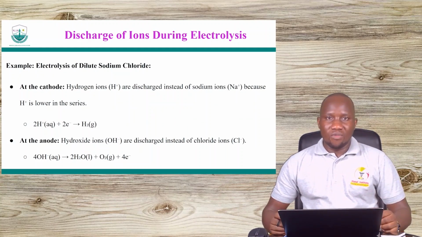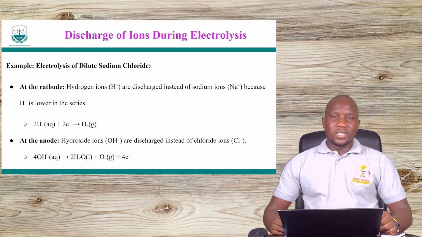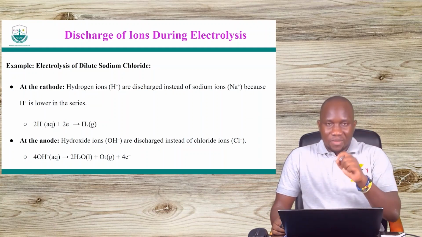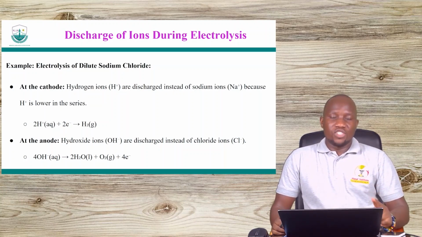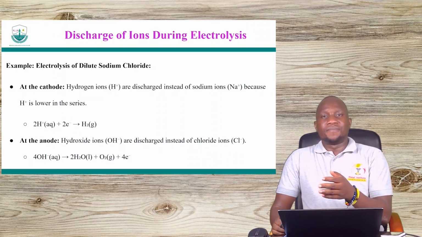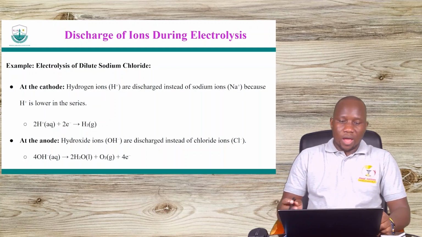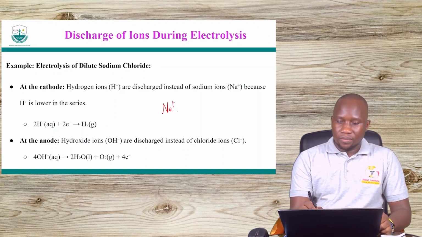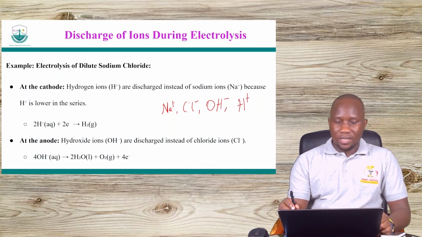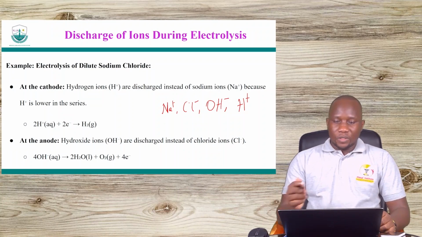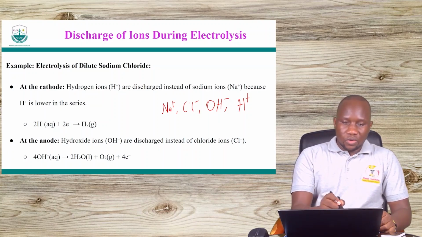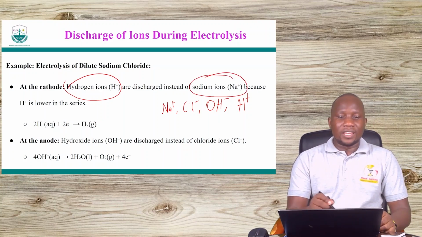So, and we have one particular example here. Electrolysis of dilute sodium chloride. Dilute means that there is water in there. So the ions that you have are coming from sodium chloride and also the water. Okay, so you will have sodium ions, you have the chloride ions, you have the OH ions, hydroxyl ions, and then the hydrogen ions. Are we together? So, like we said, at the cathode, you have the positively charged ions. So you will have this one and this one at the cathode.